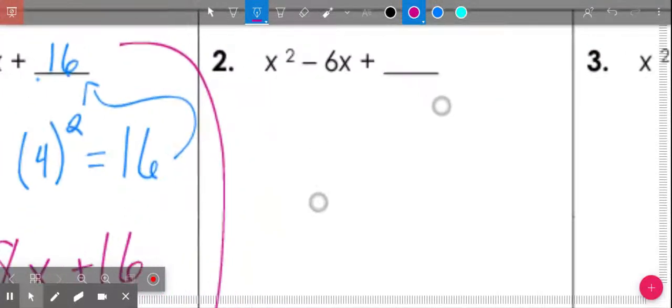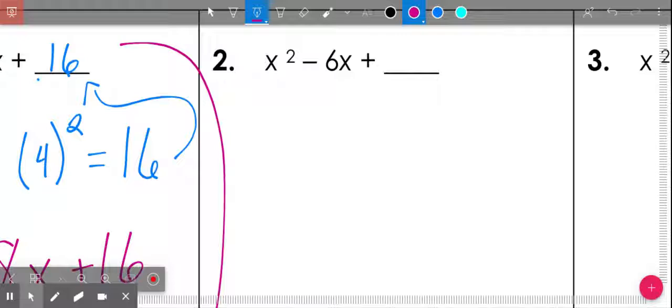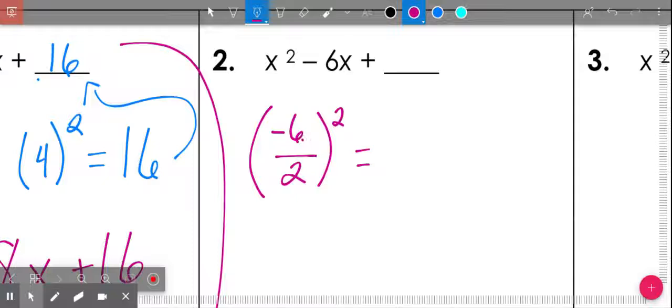All right, looking at the next one. We have x squared minus 6x, and we need to find our c value for our perfect square trinomial. So we're going to have negative 6 divided by 2, and we're going to square it. Negative 6 divided by 2 will give me negative 3 squared. And negative 3 squared will give me a positive 9.